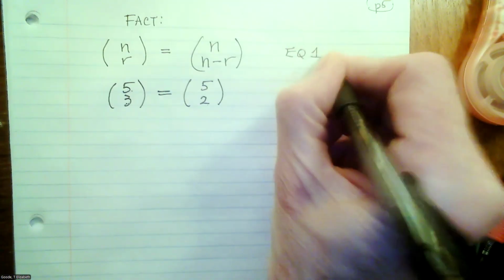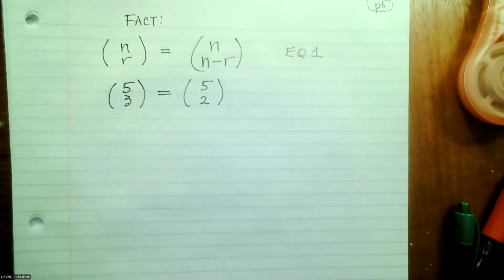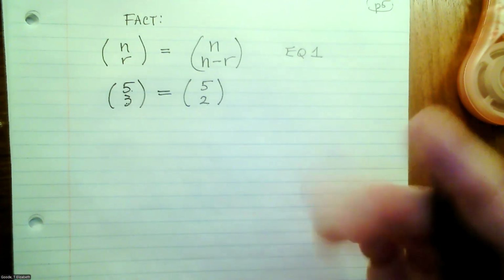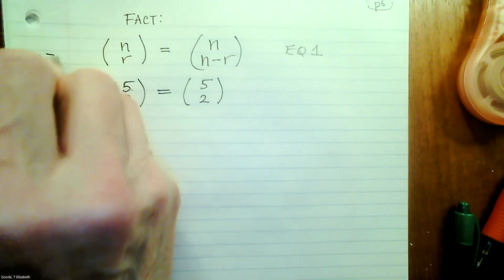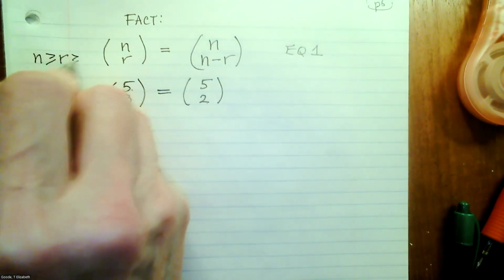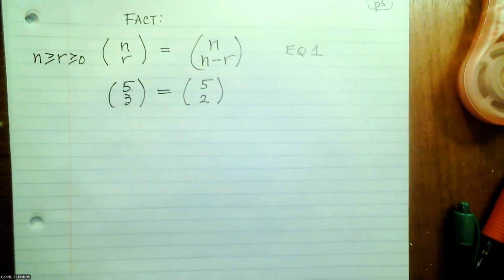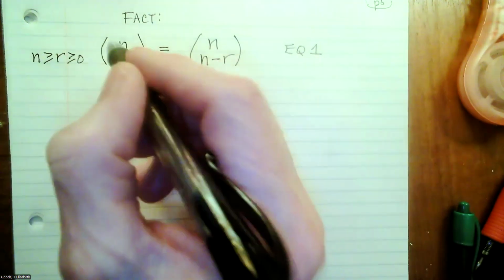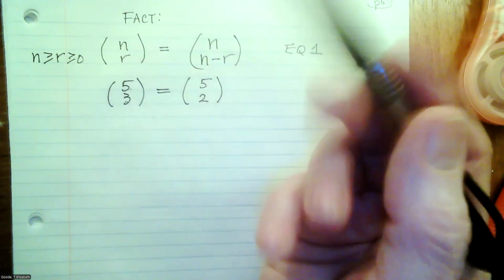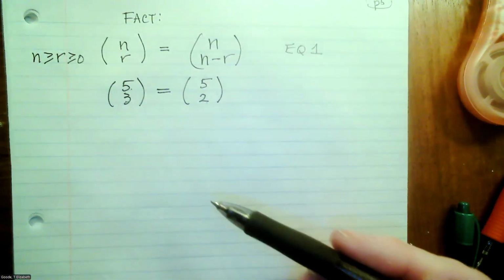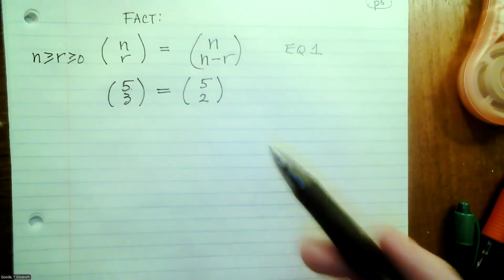But theoretically, to prove that, isn't that cool? This is generally true, and we're going to prove it now. It's easy to prove. Let's do it. Just remember that n is greater than or equal to r, and r is greater than or equal to 0, and they could both be 0. How many empty sets can you choose from the empty set? 1. 0 choose 0 is 1. Okay, so let's do it.